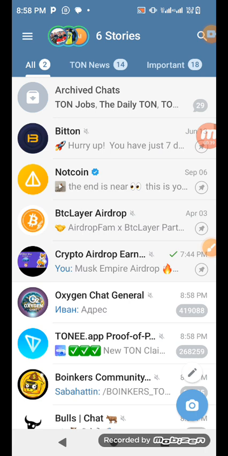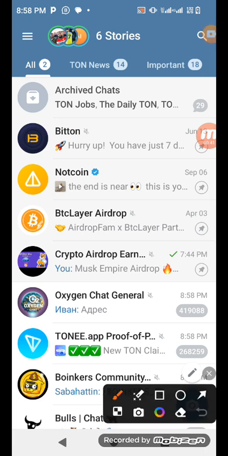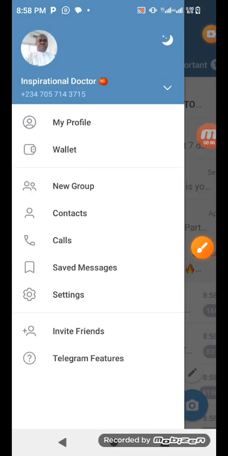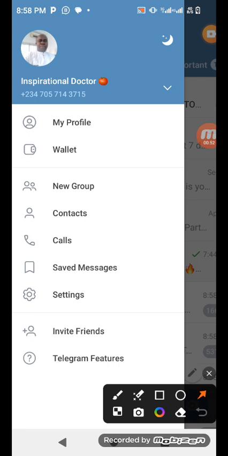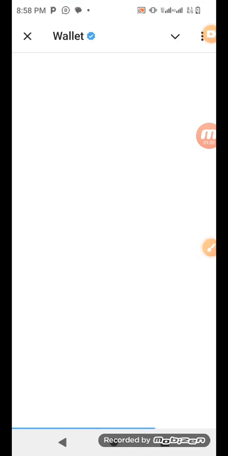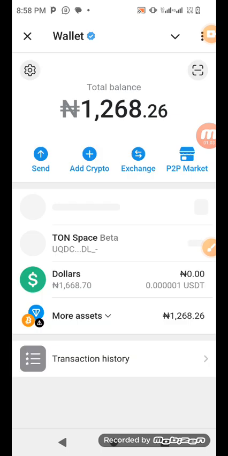So this is Telegram. All you need to do is go to this place. Yes, you see the top left area there. Click on it. When you click on it, you're going to see wallet. Click on wallet and open it. Now it's opening. Wallet is opening. It's okay.